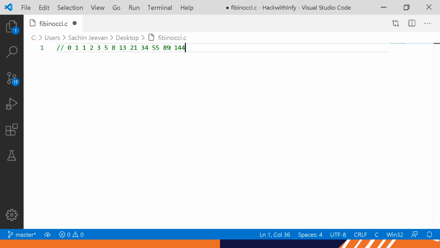This series is called the Fibonacci series. So you start with 0 and 1 and you start adding the last two terms to find the next term. Add the last two terms to find the present term, the current term.